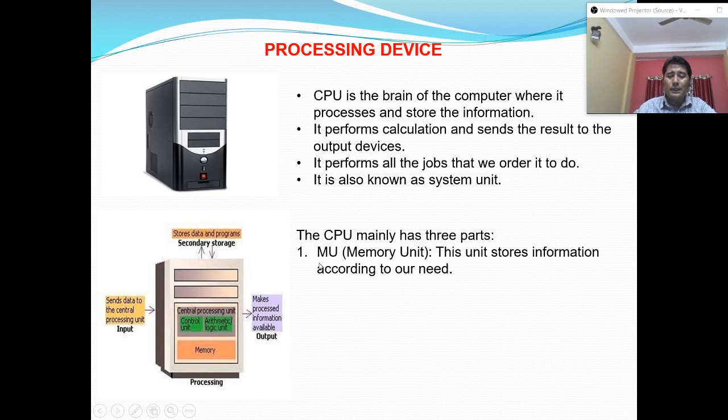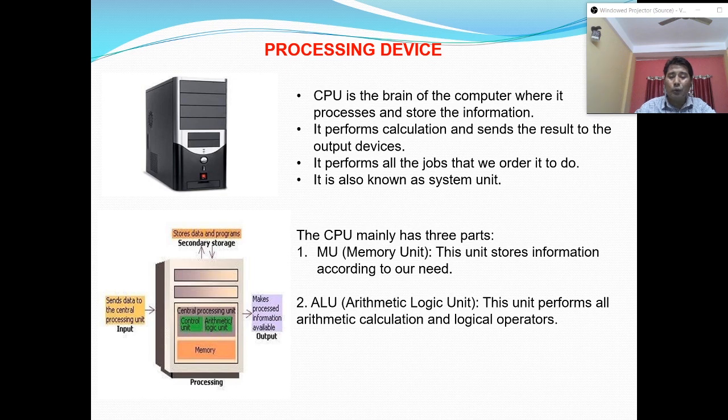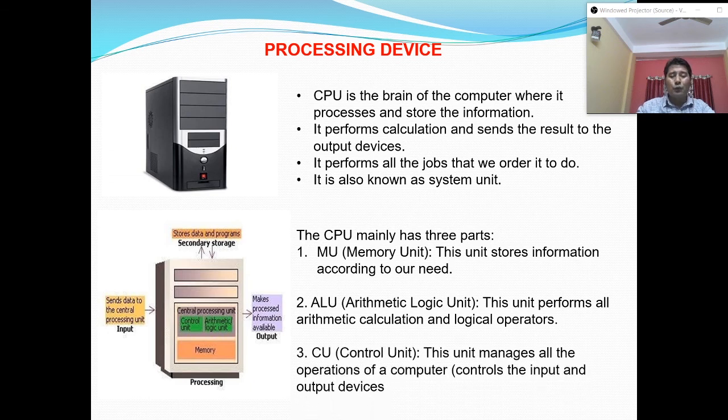First let us start with the MU, or what we call the memory unit. This unit stores information according to our need. The second is the arithmetic logic unit. Whatever arithmetic calculations and logical operations are to be performed are done by the arithmetic logic unit of the CPU. And finally, the control unit. This unit manages all the operations of the computer, right from the input to the output devices. So these are the three main parts of the CPU: the memory unit, the arithmetic logic unit, and the control unit. With the combination of these three units, the processing takes place in the CPU.